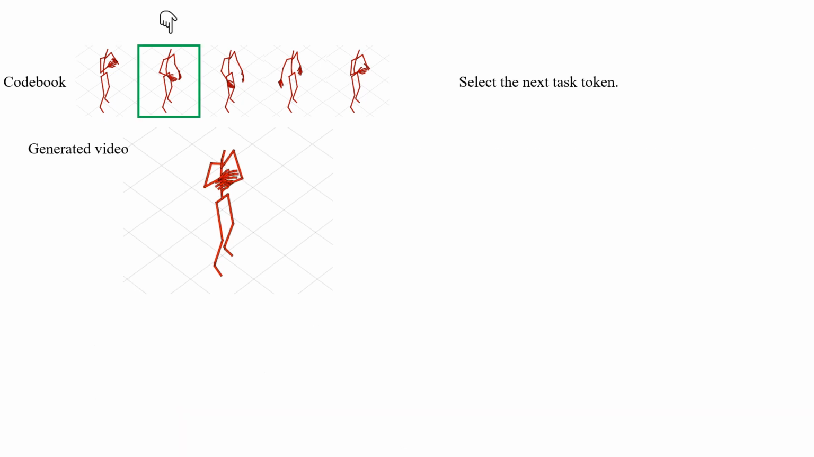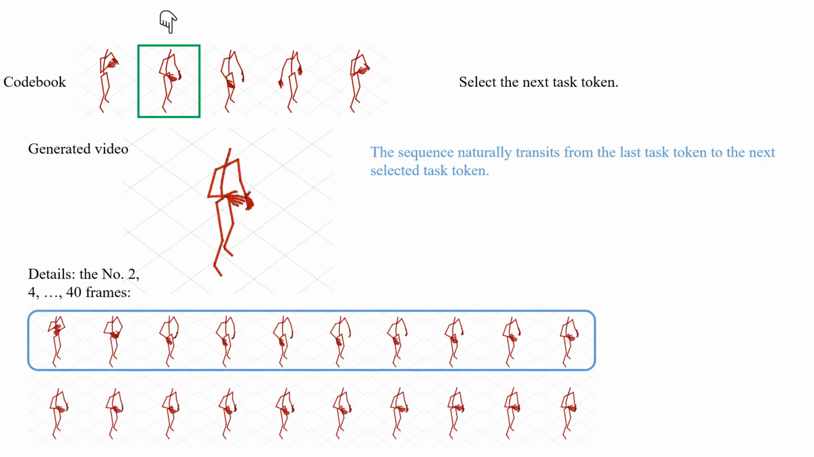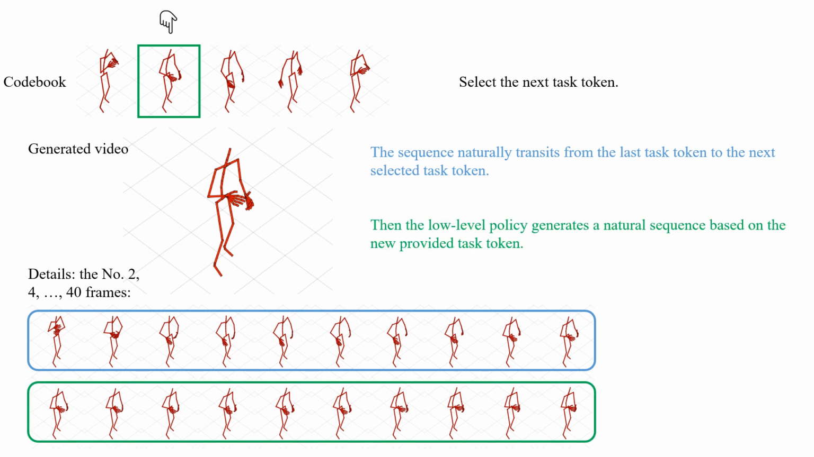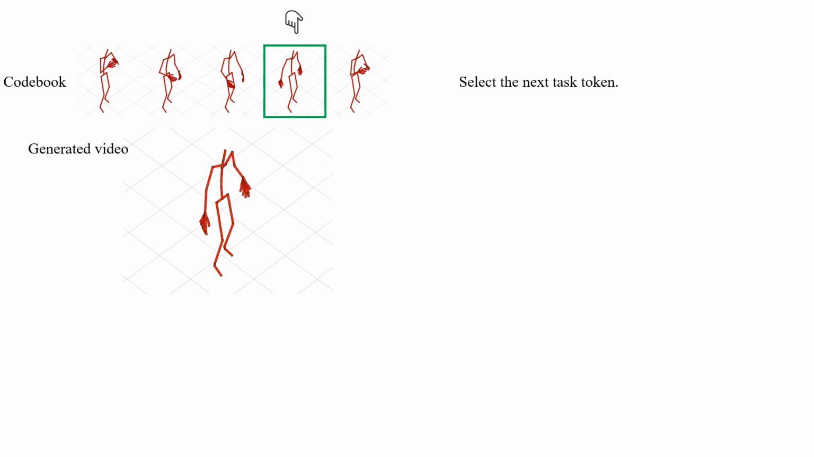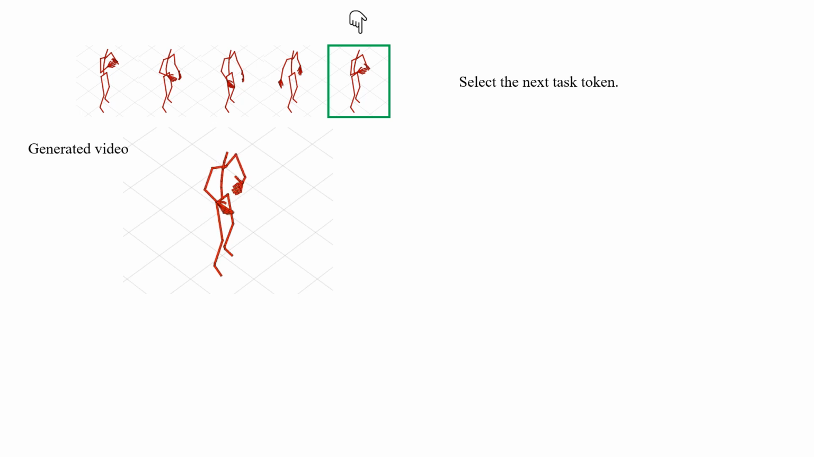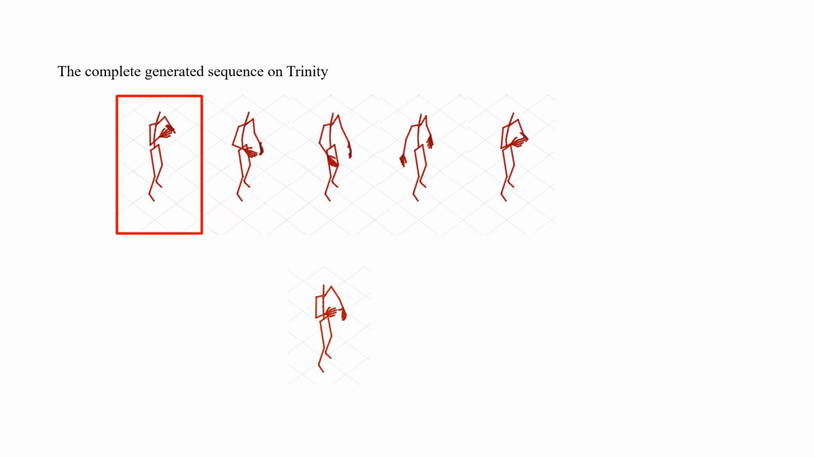We then select the next token and continue to generate the sequence. This is the generated sequence and the detailed frames. In the beginning part, the sequence naturally transitions from the last task token to the newly selected token. Then, the low-level policy generates a natural sequence based on the new provided task token. We can continuously select new task tokens to control the generation of the low-level policy. The complete generated sequence on the Trinity dataset is like this.